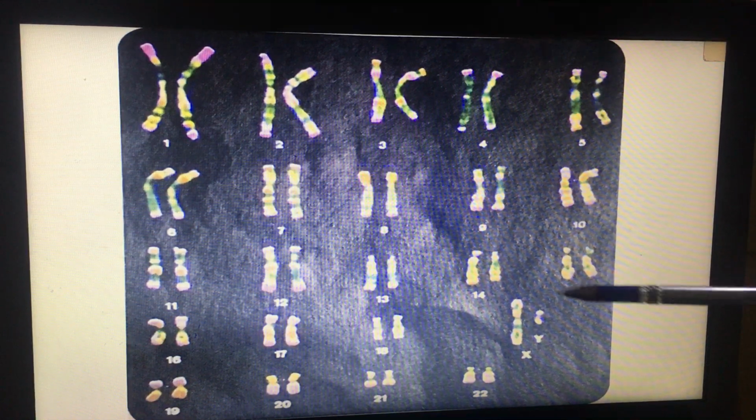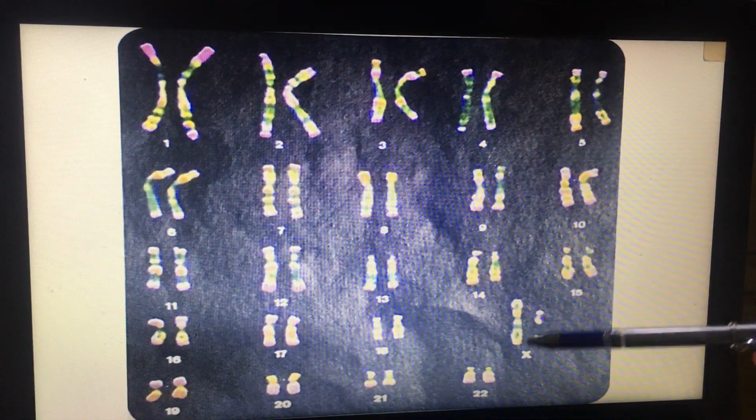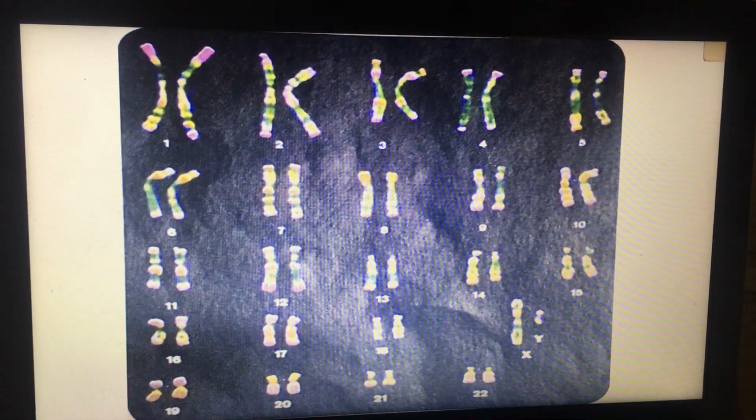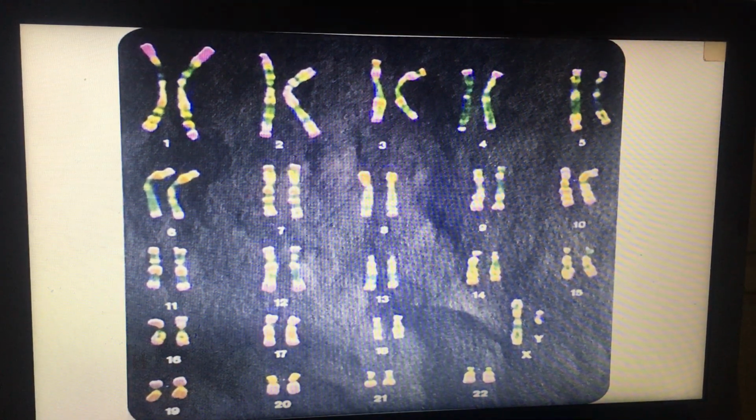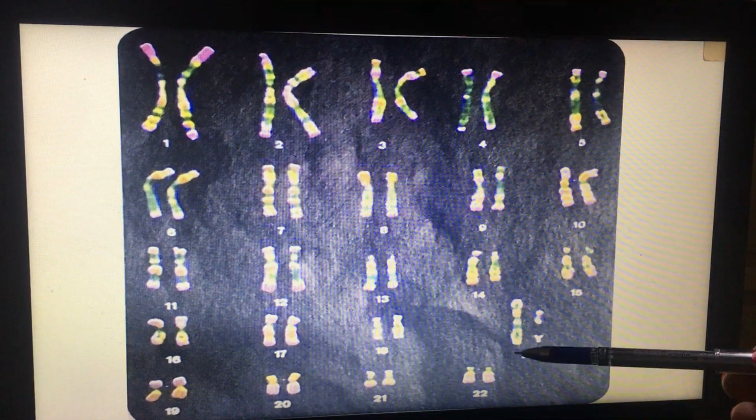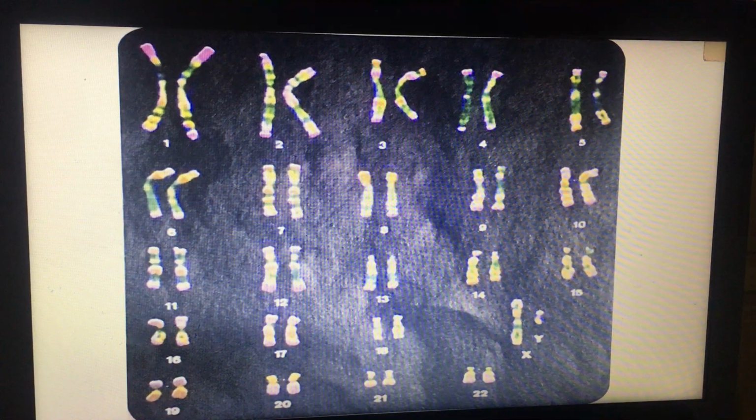Here in pair 23, you find that one of the chromosomes is long, which is the X chromosome, and the second one is short, which is the Y chromosome. The pair of chromosomes for males is XY. These chromosomes are for a male gamete or male cell. Why? Because we have X and Y. The pair of chromosomes for males is XY and for females is XX. That will tell us how the sex of the children is determined.